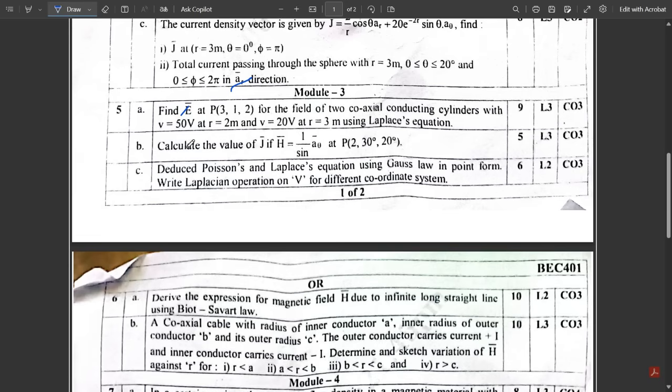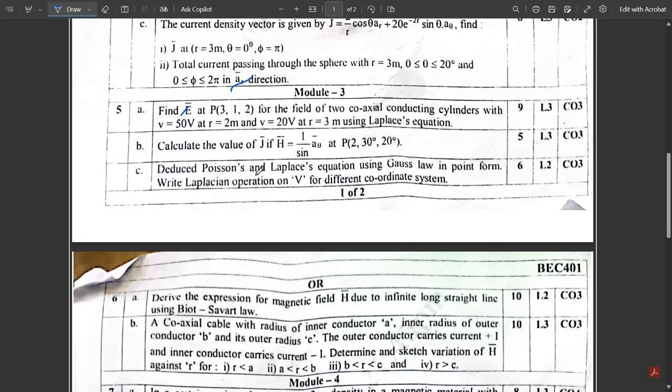Here 5B as well, calculate the value of J, that is current density, if they have given the value of H as 1 by sine theta a theta at P equal to (2, 30 degree, 20 degree). Again, this is in the spherical coordinate system. You know the relationship between J and H, right? Very easy. That is J is equal to curl of H. Use that formula and get the answer. Very easy, this is a direct question. For five marks you could easily score 5 marks.